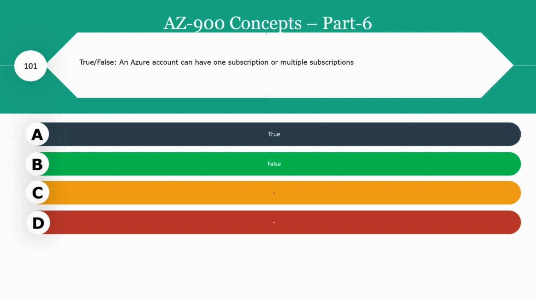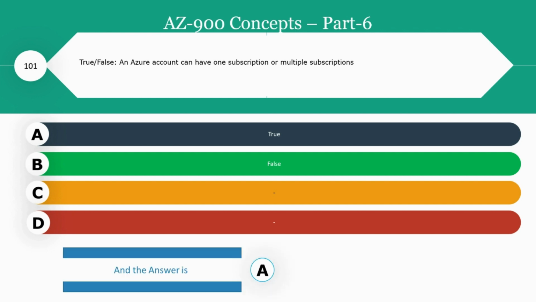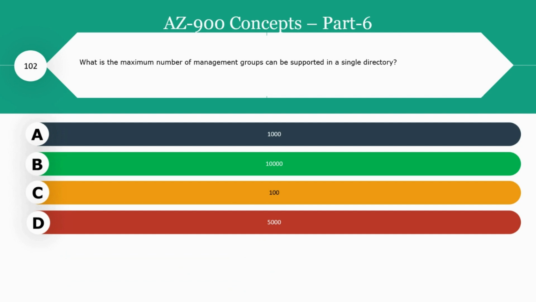True or false? An Azure account can have one subscription or multiple subscriptions. Option A true, option B false. The right answer will be true. The reason is a tenant can have one or more subscriptions. This is the case in large organizations where there are different departments and each department has their own subscription. Whereas a single subscription can only be associated with a single Azure AD tenant at a time. So option A is the right answer.